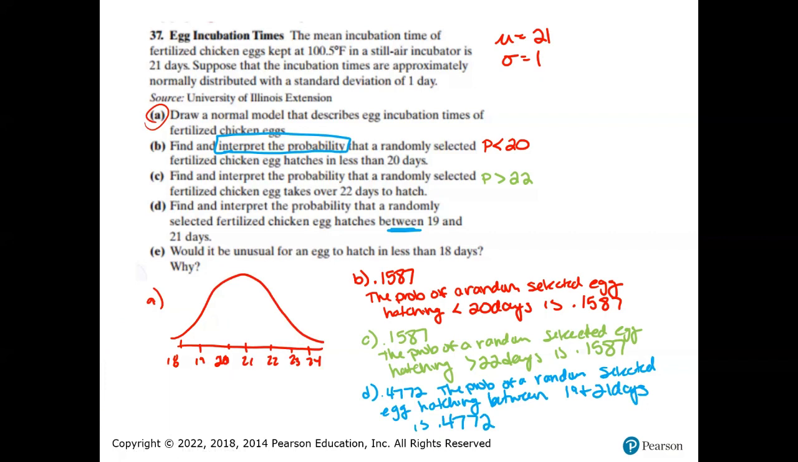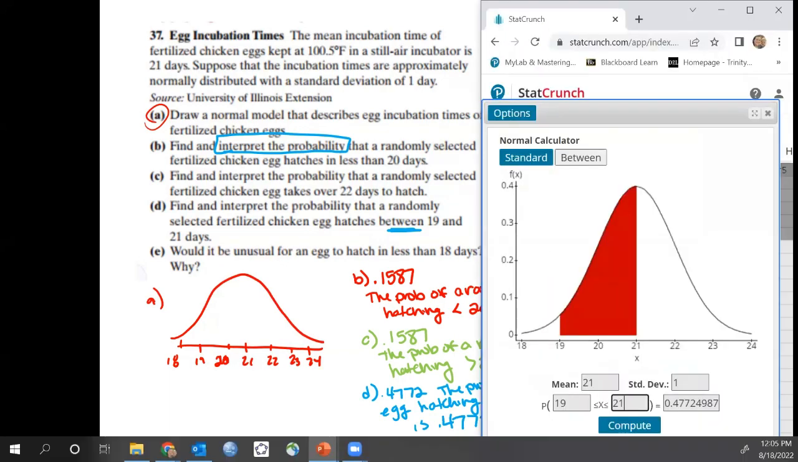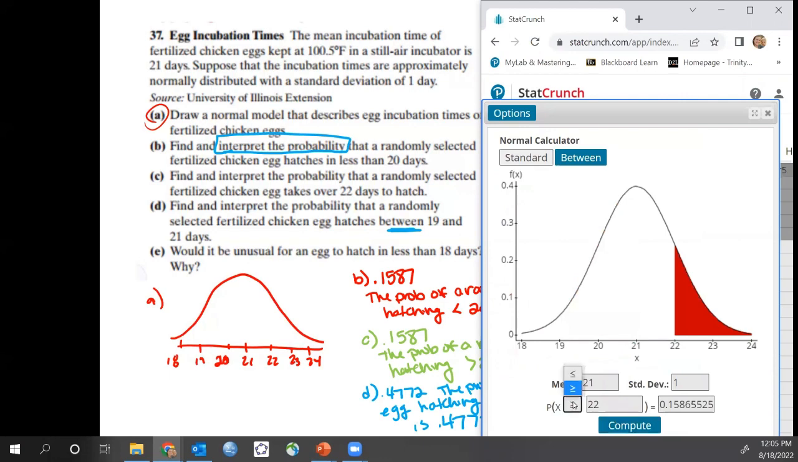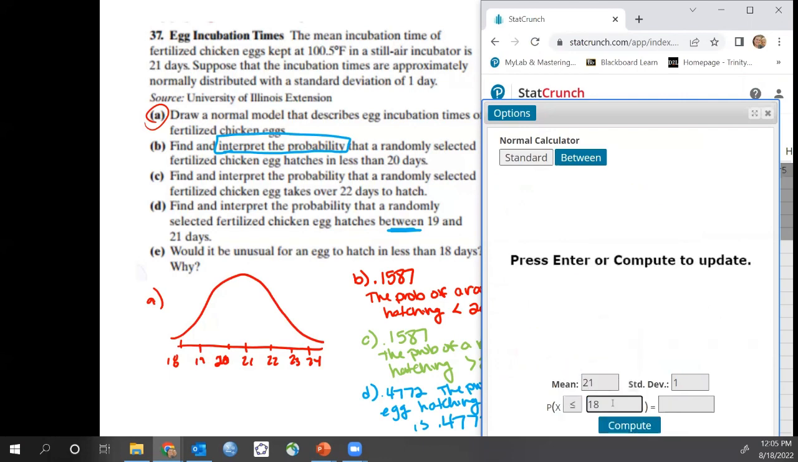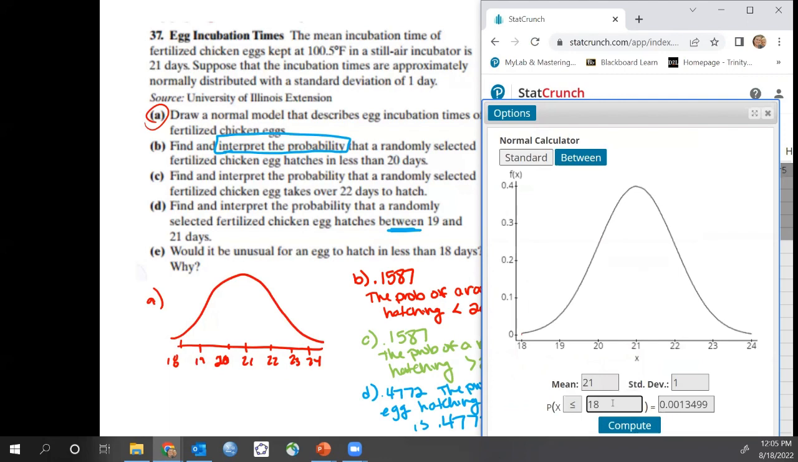All right, and then last question, E. Would it be unusual for an egg to hatch in less than 18 days, and why? All right, well, let's grab our calculator here again. I'm gonna go back to standard, and I want less than 18. So less than 18, you can barely see it. It is there. There is a small little marker red there, 0.0013.